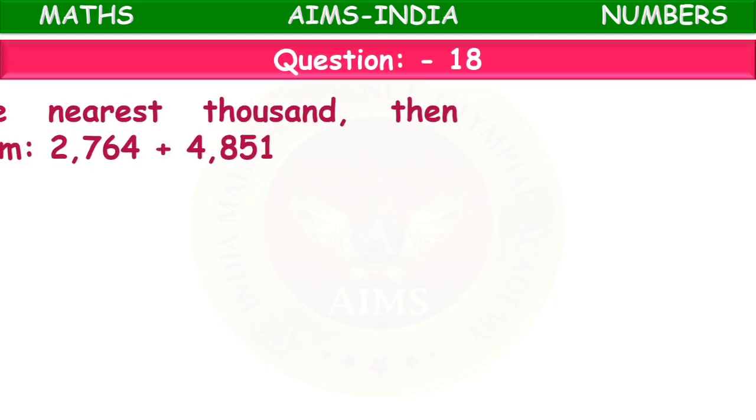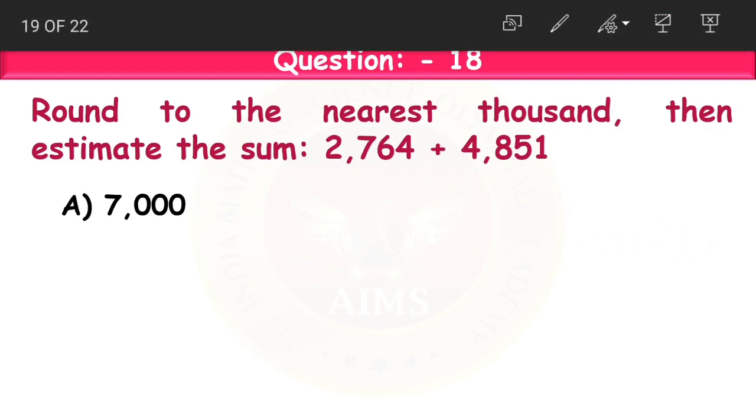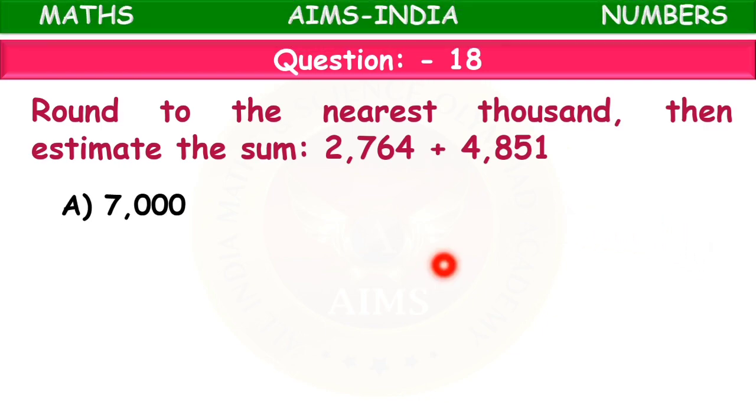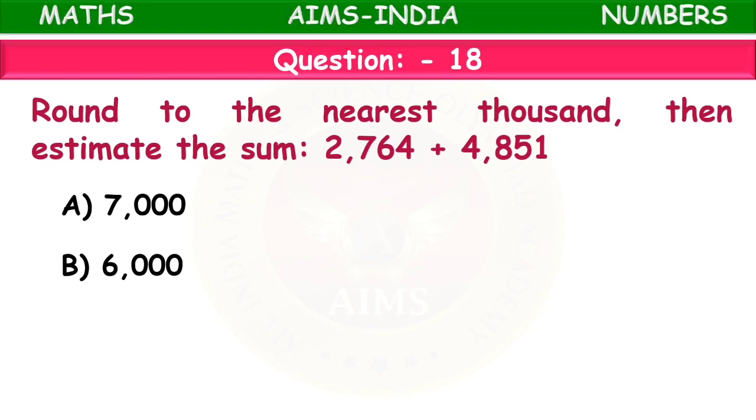Moving on to question number 18. Round to the nearest 1000, then estimate the sum. 2764 plus 4851. Option A 7000, B 6000, option C 5000 and D 8000.